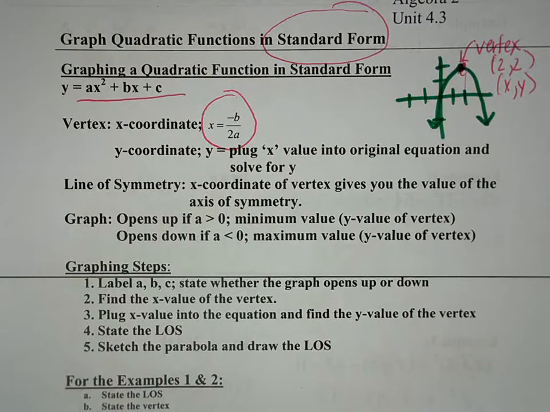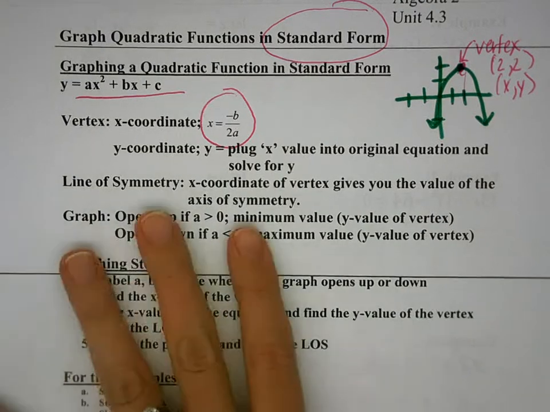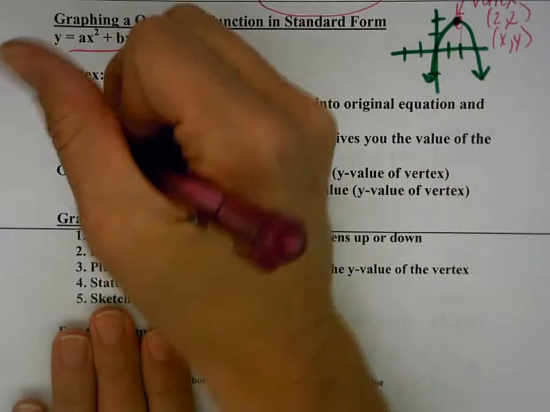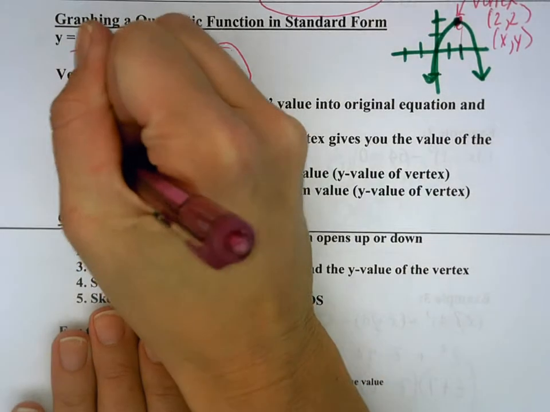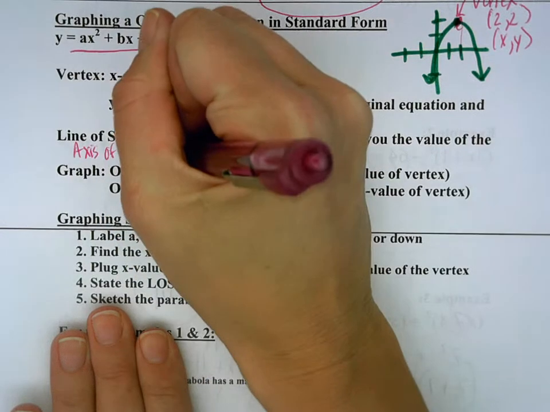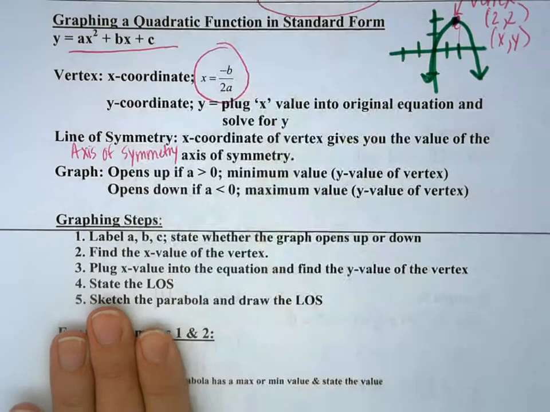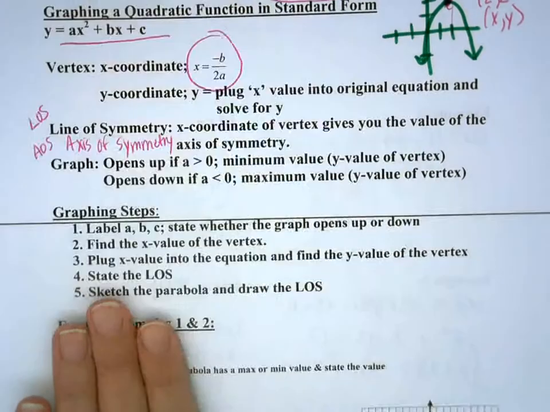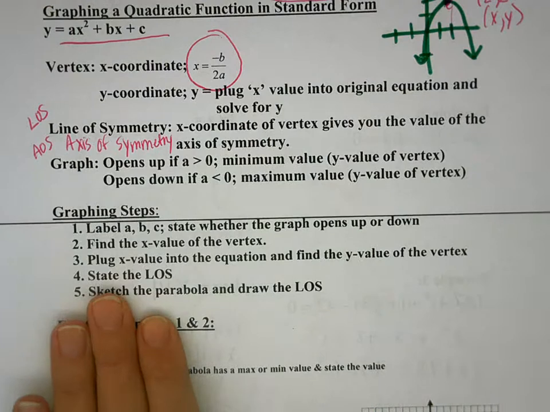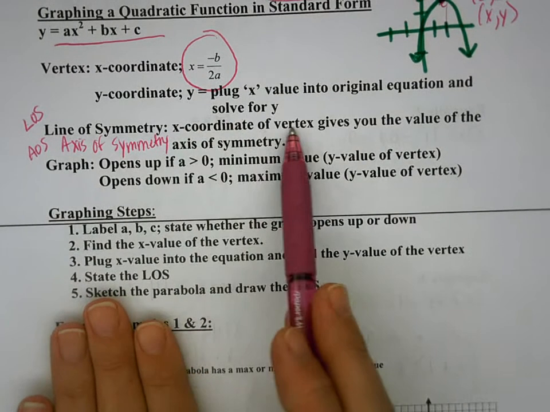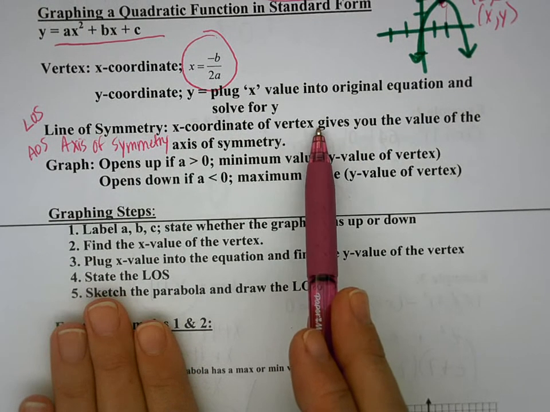And we're going to have some time to practice this. Okay. Your line of symmetry. Sometimes this is also called axis of symmetry. So just so you know both of those words, you'll see it written both ways. And normally when I'm doing line of symmetry, I'll write that as LOS, or you could do axis of symmetry, AOS. Your line of symmetry is the x coordinate of the vertex. Okay?